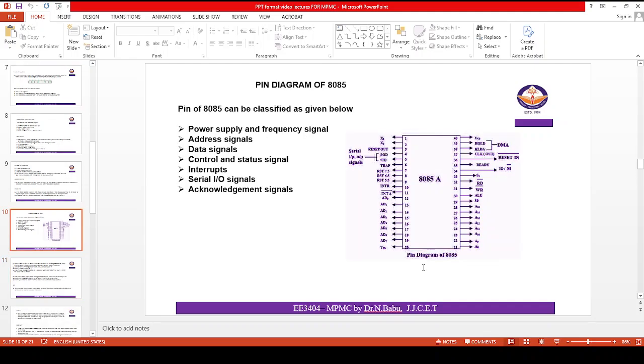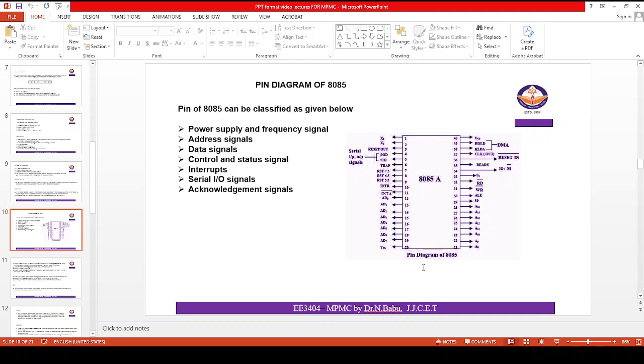The pins of the 8085 can be classified as given below. It has 7 important parts. First, power supply and frequency signal. Power supply means positive, +5 volt, and ground. Frequency signal: crystal 1 and crystal 2.